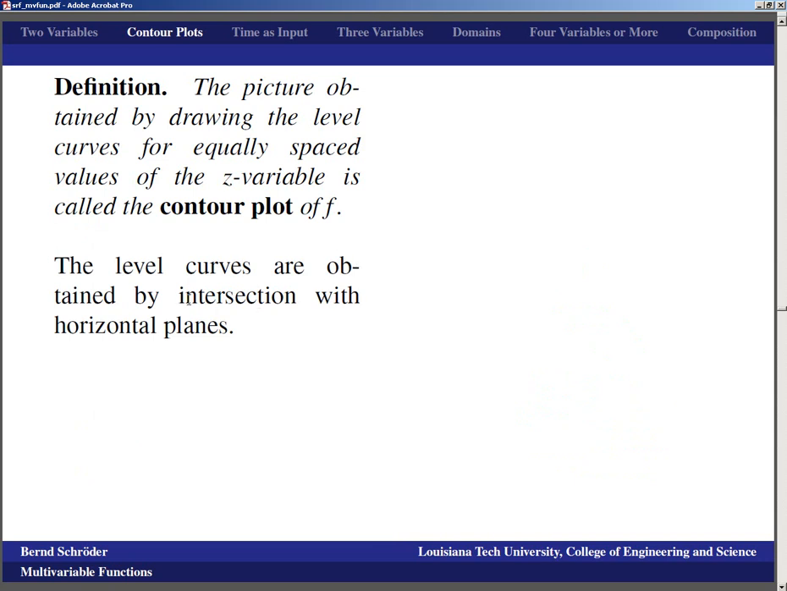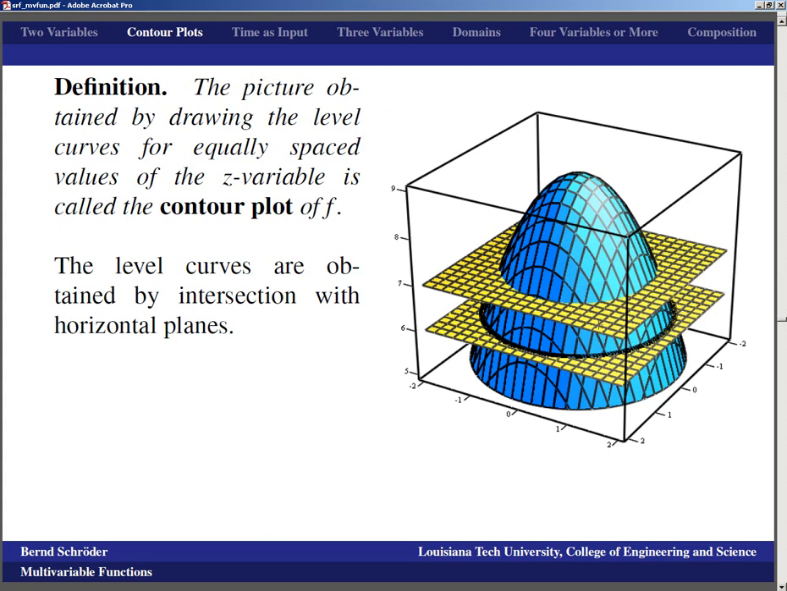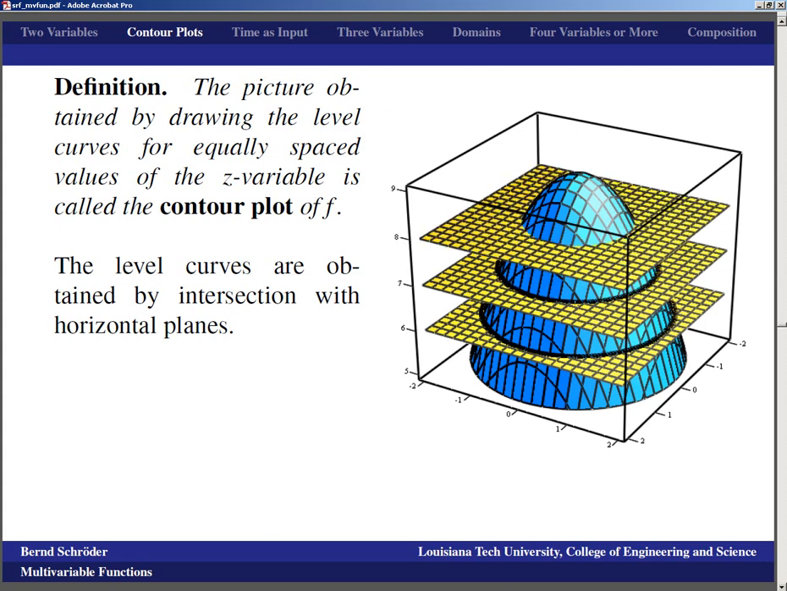The level curves, how do you obtain the level curves? So far we have talked about reading contour plots, right? How do you actually obtain a contour plot? Well, the level curve is basically the intersection with horizontal planes. So if you have, again, this paraboloid, then you intersect it with a horizontal plane, and here is one of the level curves. Intersect with another horizontal plane, here's another level curve, and you intersect with another horizontal plane and you get another level curve.